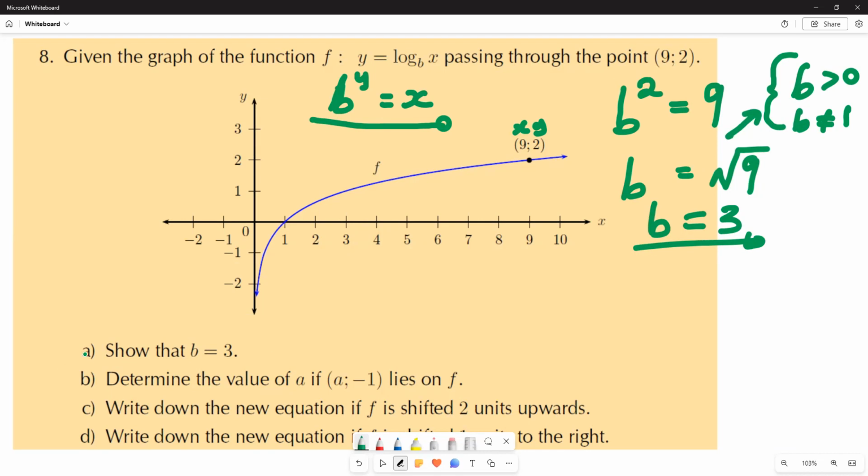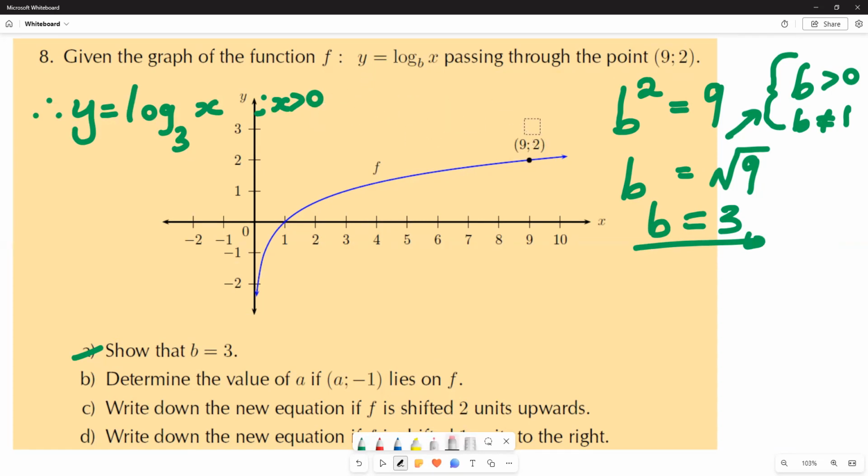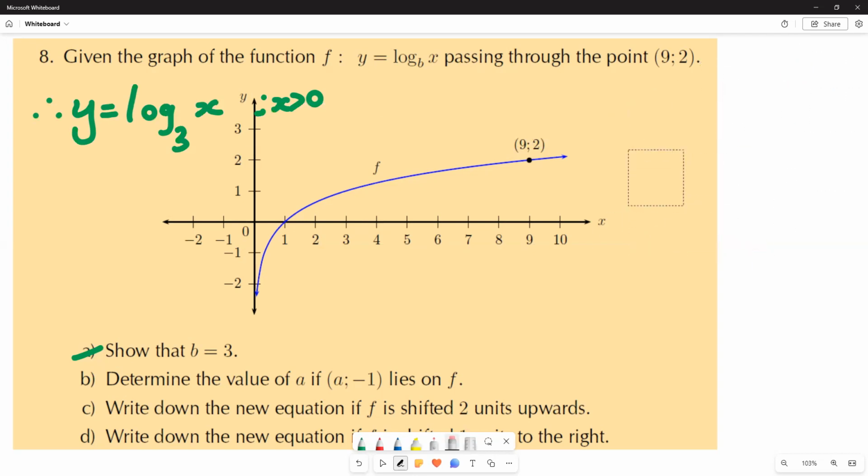Perfect. So we have proved that b is 3. Therefore, we can conclude that our graph is y equals log base 3 of x. Obviously, x must be bigger than 0. X in log form cannot be 0 and cannot be negative, and that is your domain. If you check on the graph, you can see that x equals 0 is the y-axis, and the graph starts just after x equals 0 and goes from there. So the graph exists for x bigger than 0.